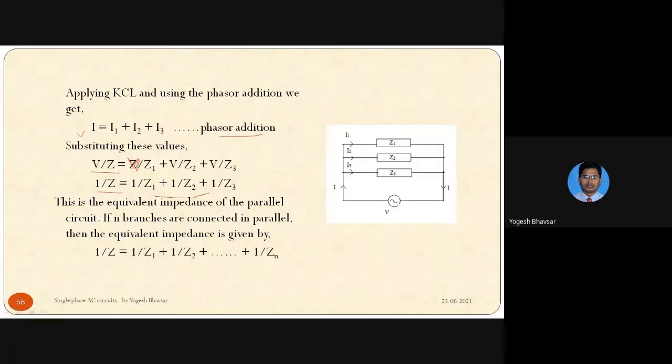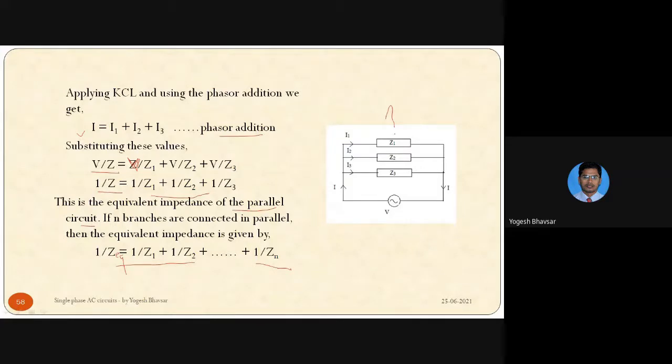This is the equivalent impedance of the parallel circuit. If n branches are connected in parallel, then the equivalent impedance will be: 1 by Z equivalent is equal to 1 by Z1 plus 1 by Z2 plus dash plus 1 by Zn. So this is the equivalent impedance for this AC parallel circuit.